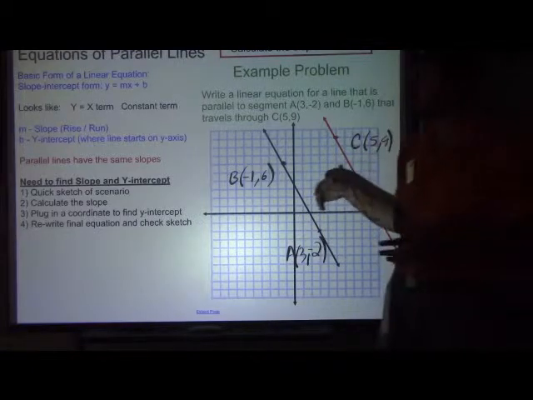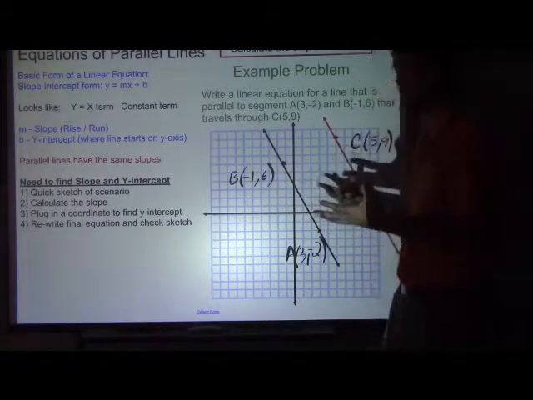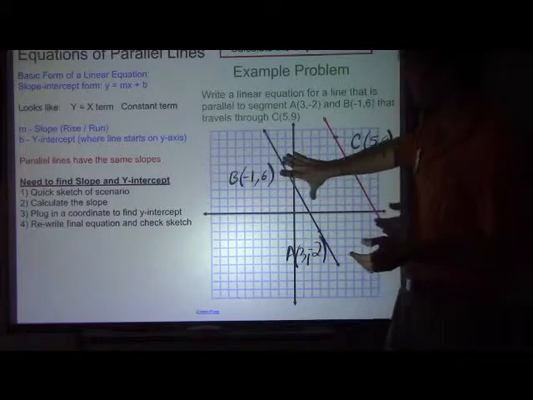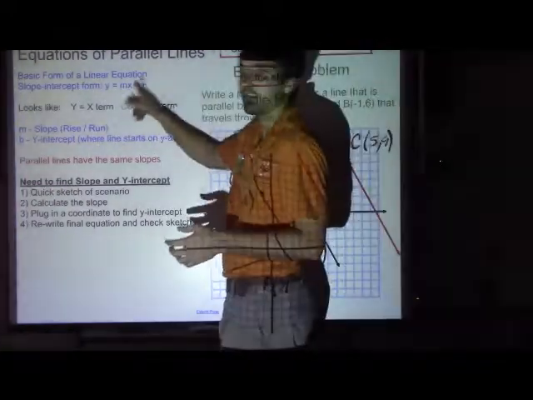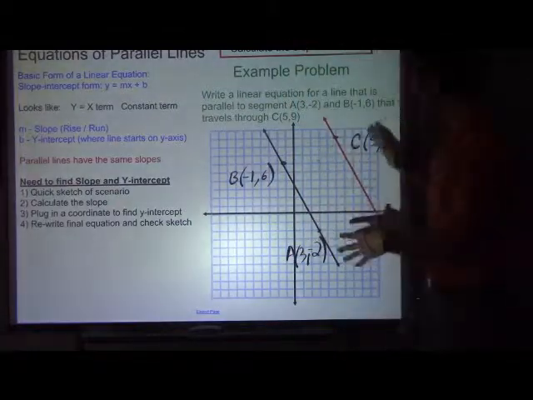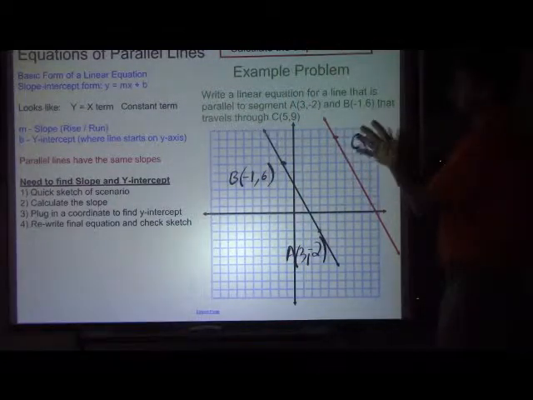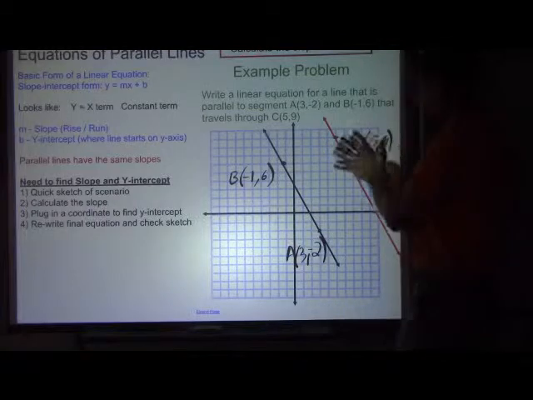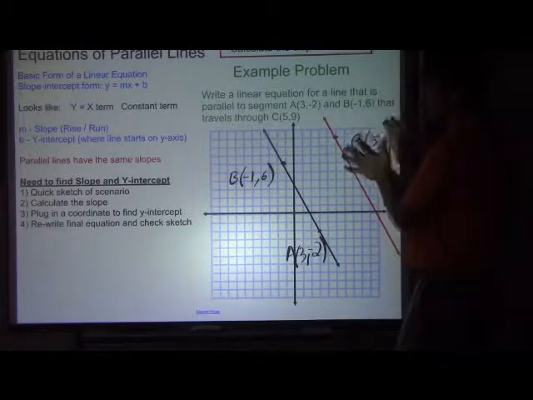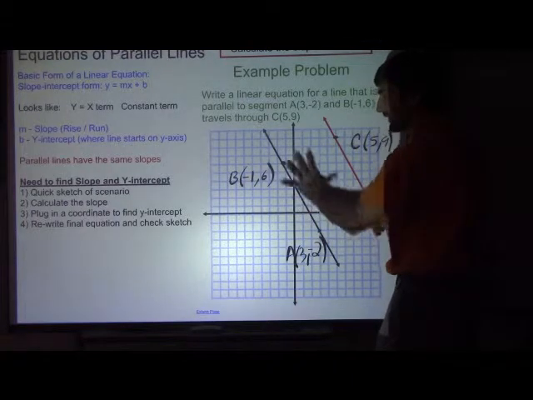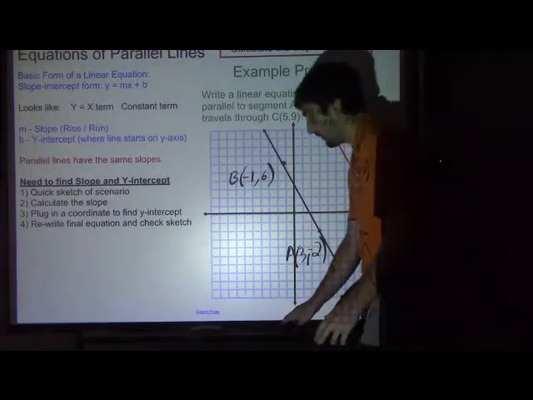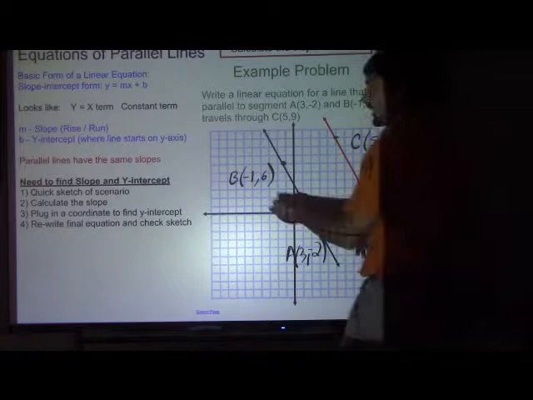What I would recommend doing is, the first thing, let's find some information. So in order to write a linear equation, you need slope and the y-intercept. Well, we can't figure out anything about this line because we're only given 1 point. But because this line has the same slope as this line, we can calculate the slope of this. All right, so again, slope is rise over run.